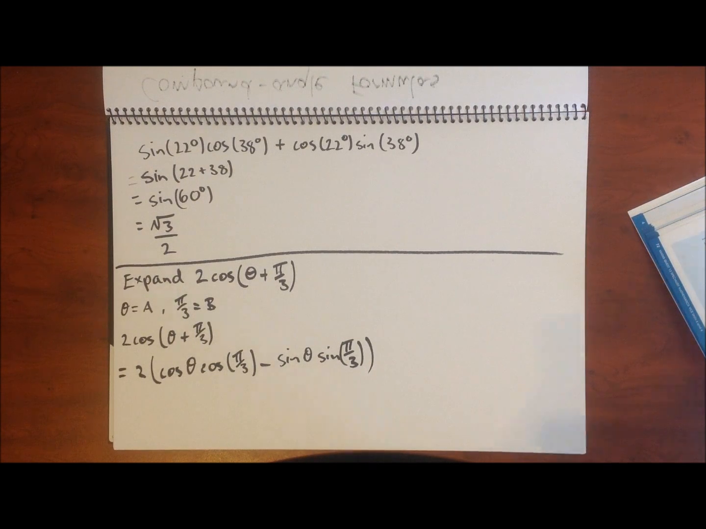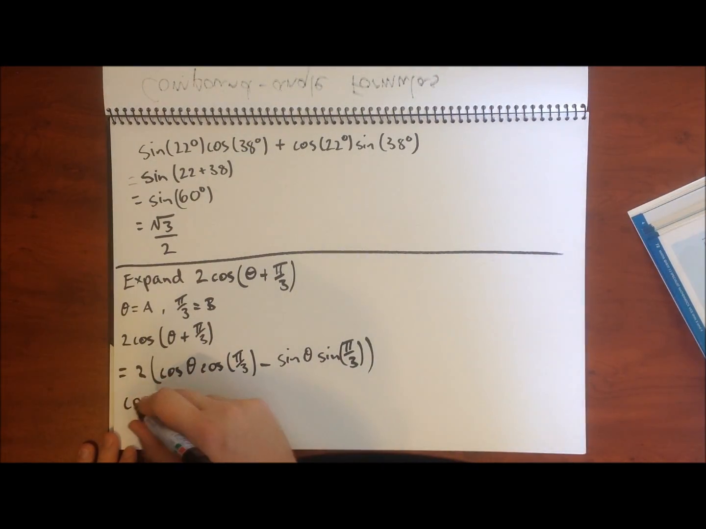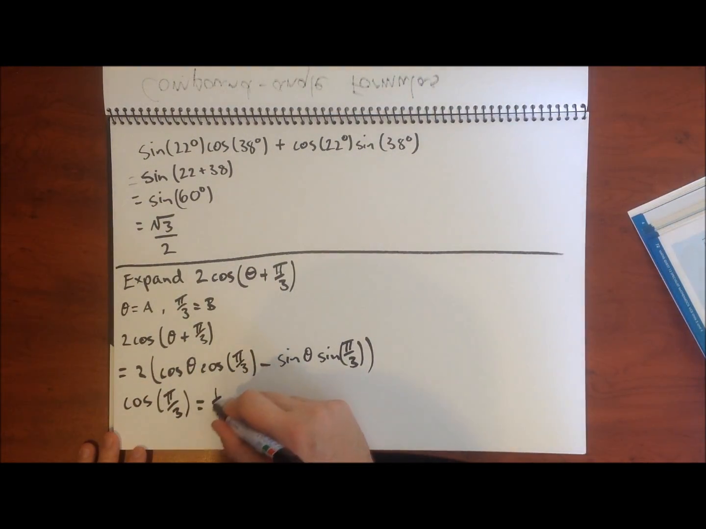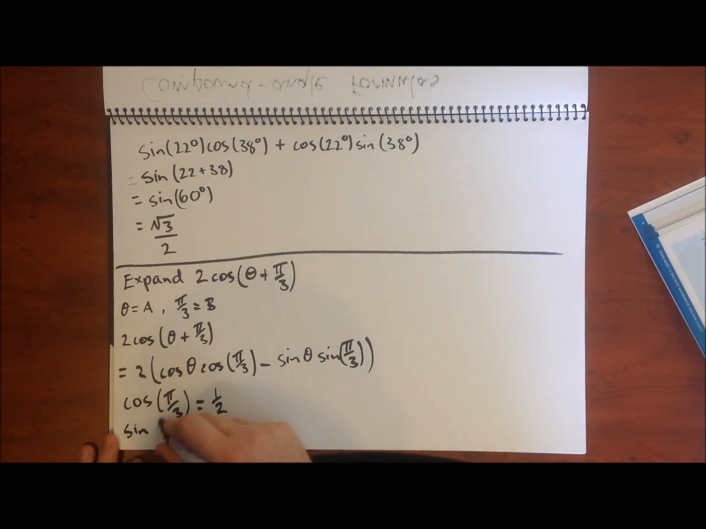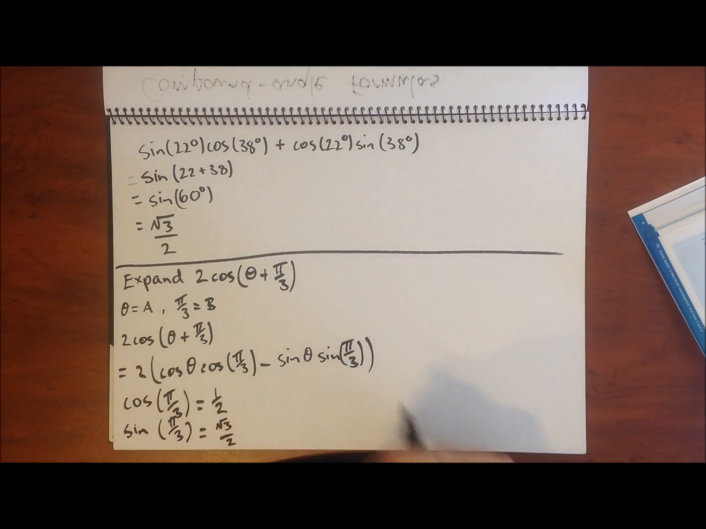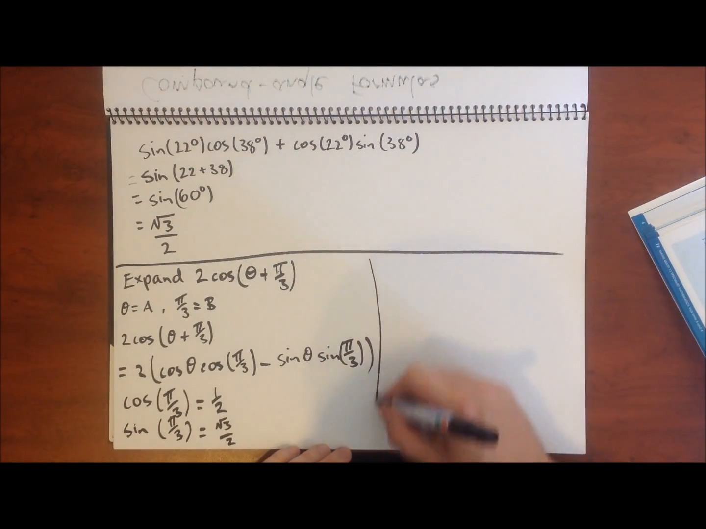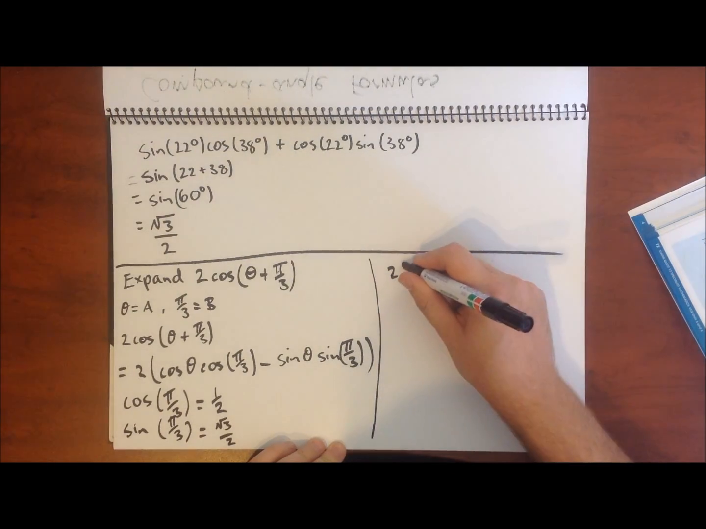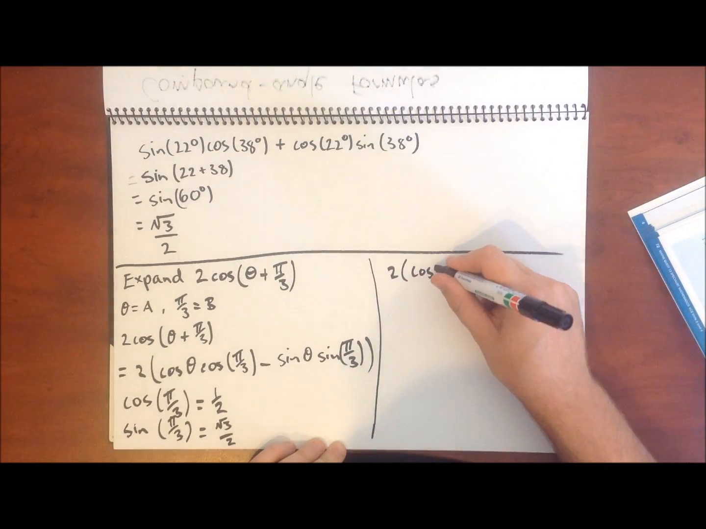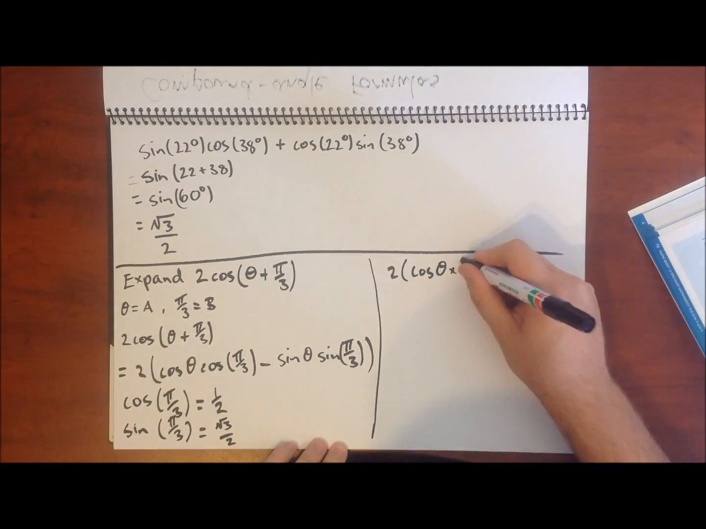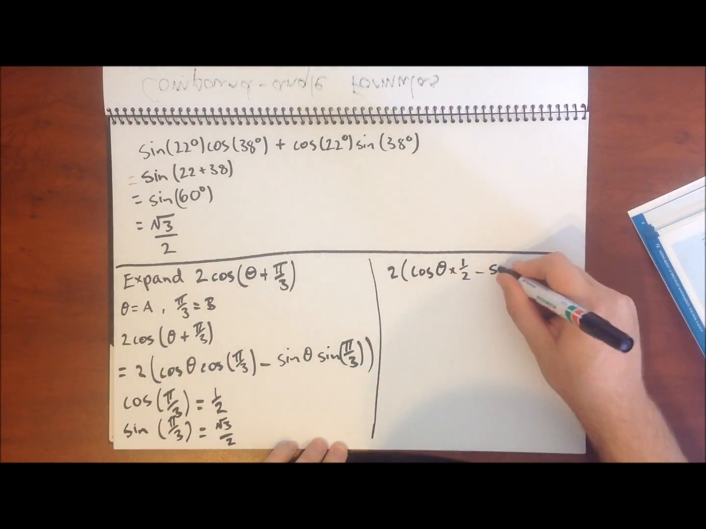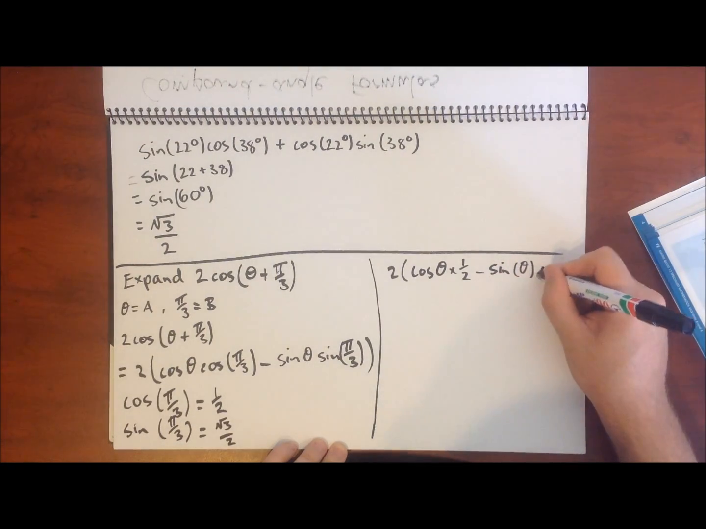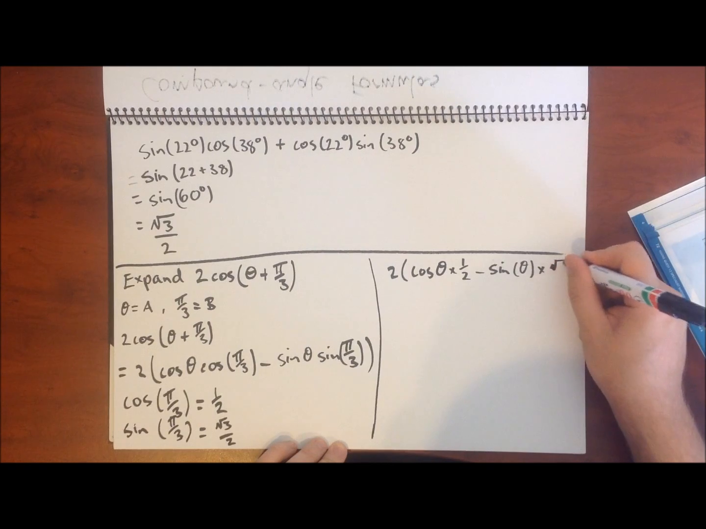Okay, now we can evaluate some of those because we know that cos of pi on 3 is equal to a half, and we know that sine of pi on 3 is equal to root 3 on 2. Okay, so we know those, so we can actually put those in. Okay, so we're going to come up here now. Say, well, we've got 2 cos of theta times a half, take sine of theta times root 3 on 2.